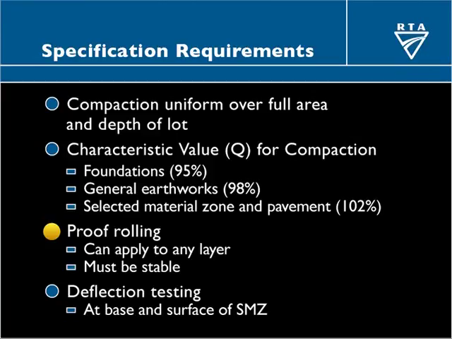There are provisions for proof rolling. They can apply to any layer, and the material must be stable under proof rolling. They're not compulsory for every layer, but they will be used particularly if the material tests up as being wetter than it should be. And there are requirements for deflection testing at the upper and lower surfaces of the select layer, and that's effectively a calibrated form of proof rolling, and it's intended to ensure uniformity of support for the pavement once it's placed on top of the select.